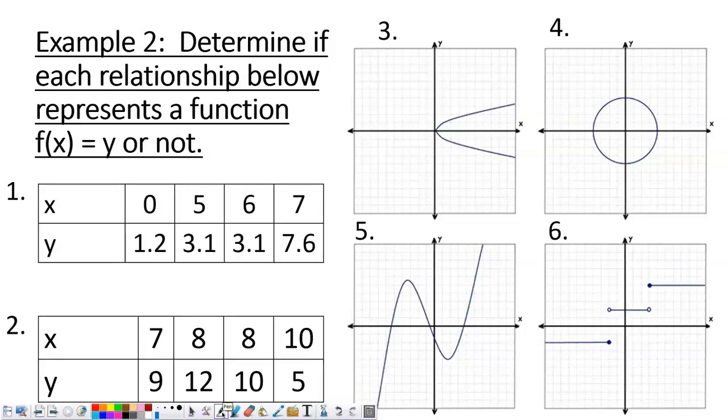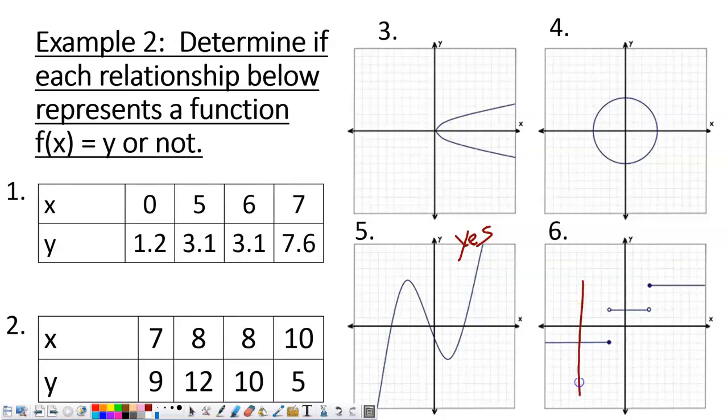What about this one? Would this be a function? Well, let me draw a vertical line right here. It hits it once right there. Okay, so far we're good. How about here? Hits it once. It seems that no matter where I draw this line, it's only hitting it once. So therefore, for this one, we would say yes. It is a function. Okay, number 6.